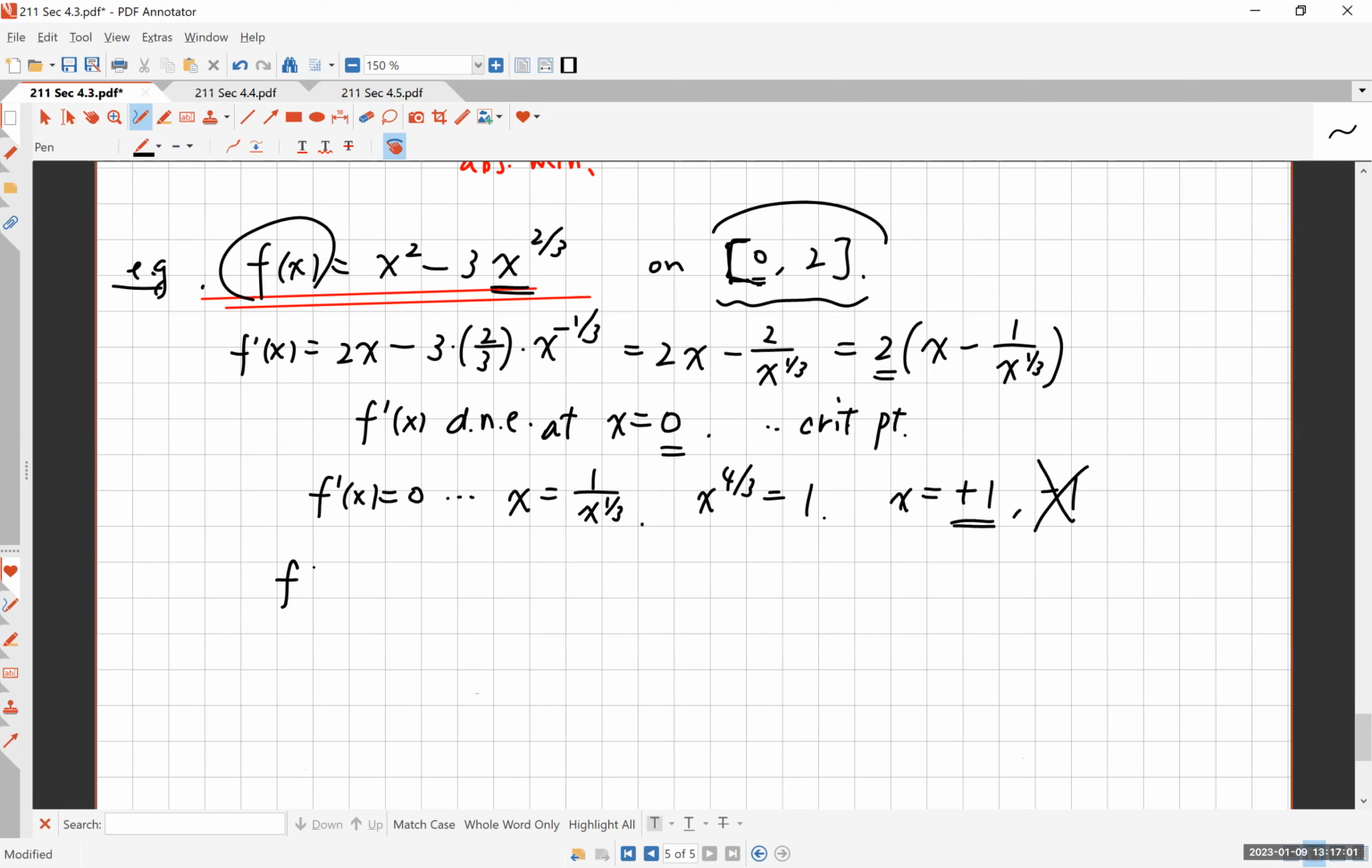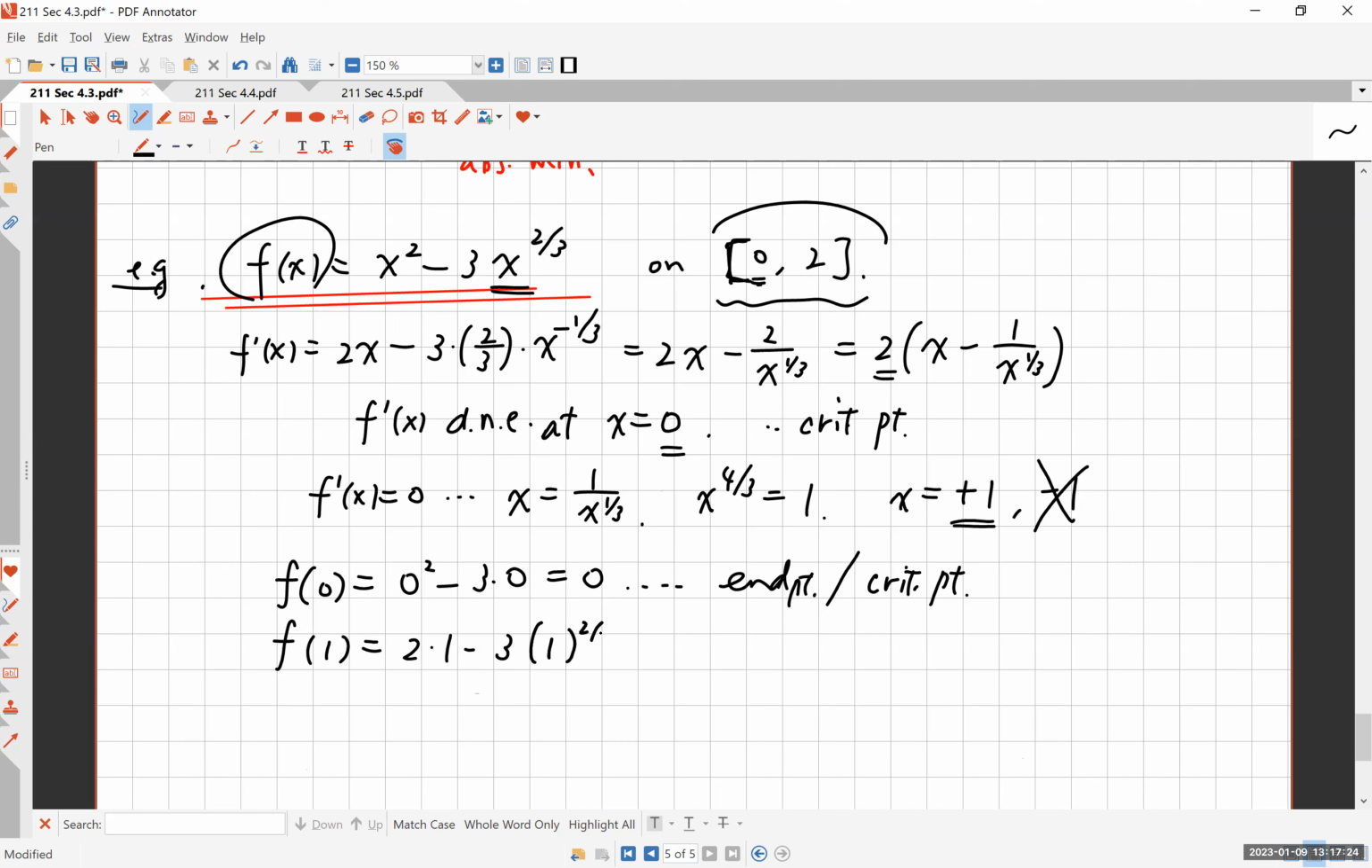So let's find out f of 0. That will be 0 squared minus 3 times 0. That's 0. And by the way, this is an endpoint already. Also a critical point, just by virtue of the fact that the derivative is not defined at 0. When x is equal to 1, you have 1 squared minus 3 times 1 to the 2/3, which is 1 minus 3, and that's negative 2. Okay, that is the only critical value that is not an endpoint.